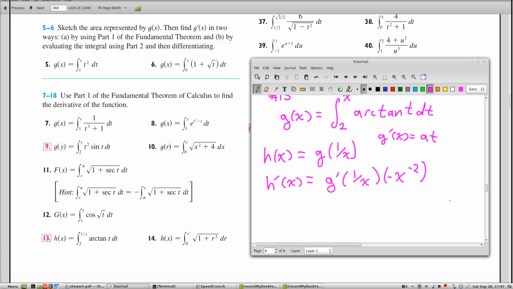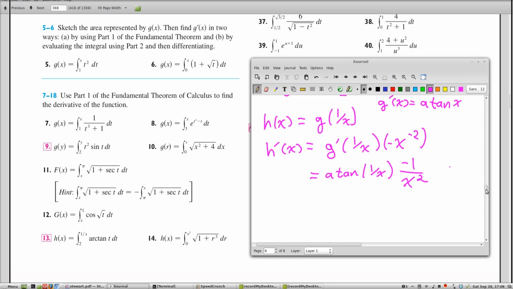I'm going to write atan instead of arctan. It's just a little easier to write. So to put it all together, h prime of x is going to be atan of 1 over x times negative, let's just write that as negative 1 over x squared. And that's the final answer.